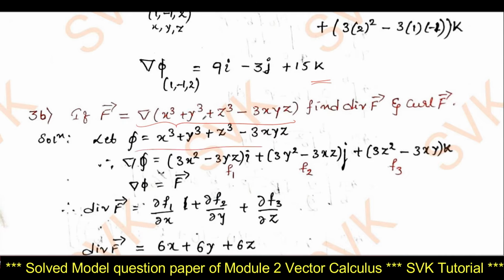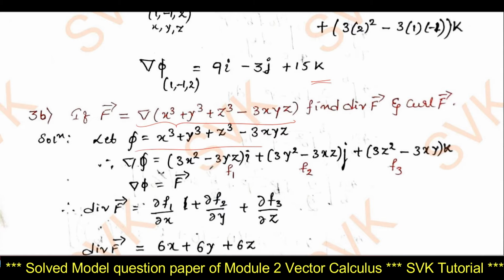Grad phi is what? A vector, I told you, right? So I will find del phi, and I will get a vector. From that, it is a vector f. Just now I have solved this above, the same thing we have done, so we have got vector f here. Then, from that vector f, I am going to find the divergence of vector f and the curl of vector f.